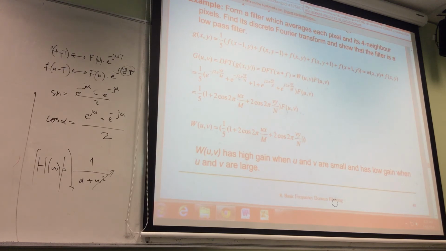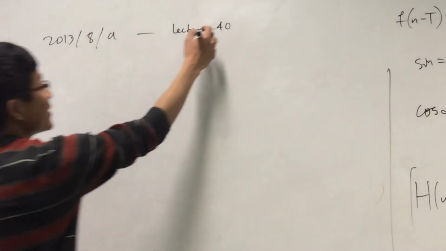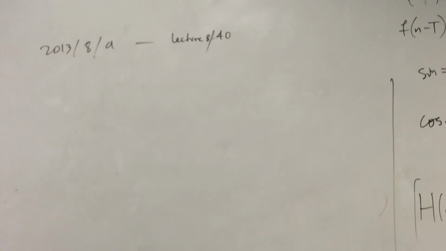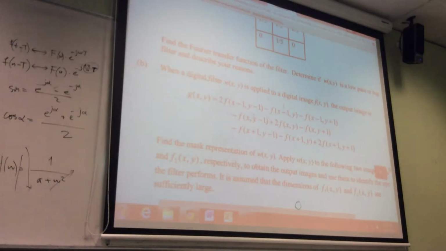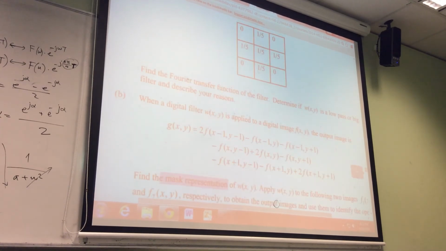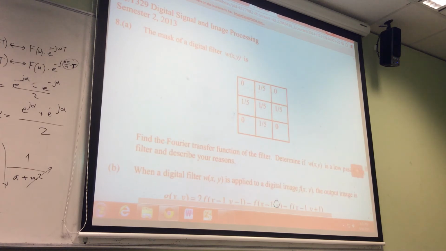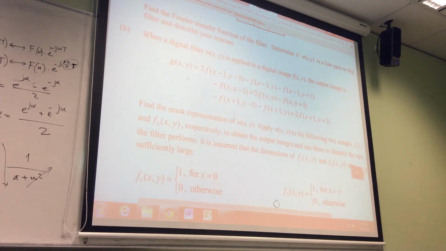So you go to lecture 8, page 40. Part B gives you the filters, gives you the equation, and asks you the matrix representation. So one question, two ways. This one gives you the matrix and asks you the form. This one gives you the equation and asks what the matrix looks like. Now what does the matrix look like for this one?